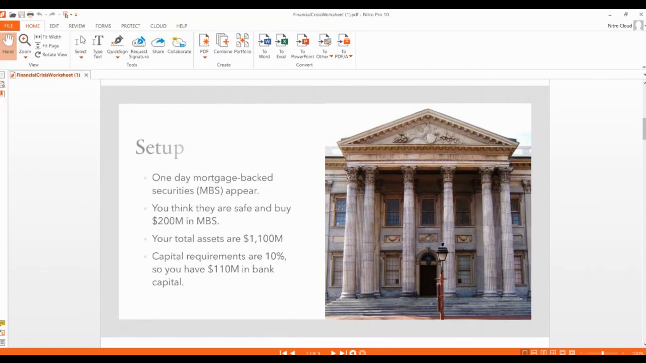But these mortgage-backed securities are awesome. They pack together mortgages from Fairfax, Virginia, and Fresno, California, and Tulsa, Oklahoma. They're all mixed in together. So the risk of what might happen in any particular place isn't there. And you think these are great investments, and you buy $200 million in mortgage-backed securities.